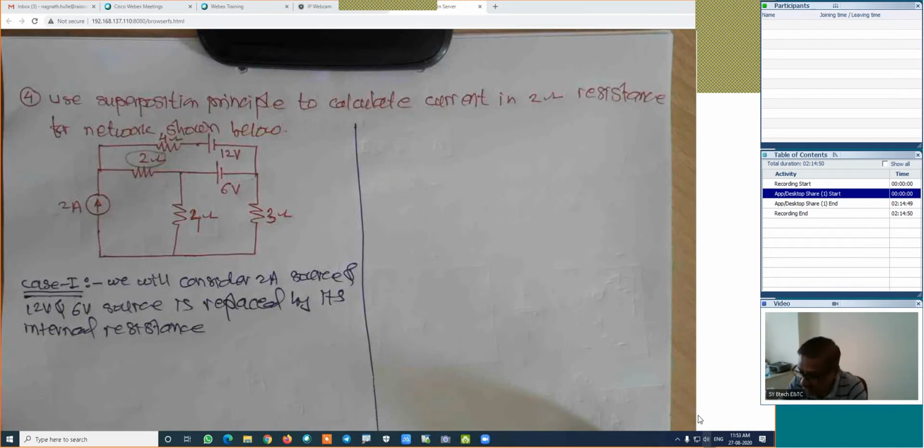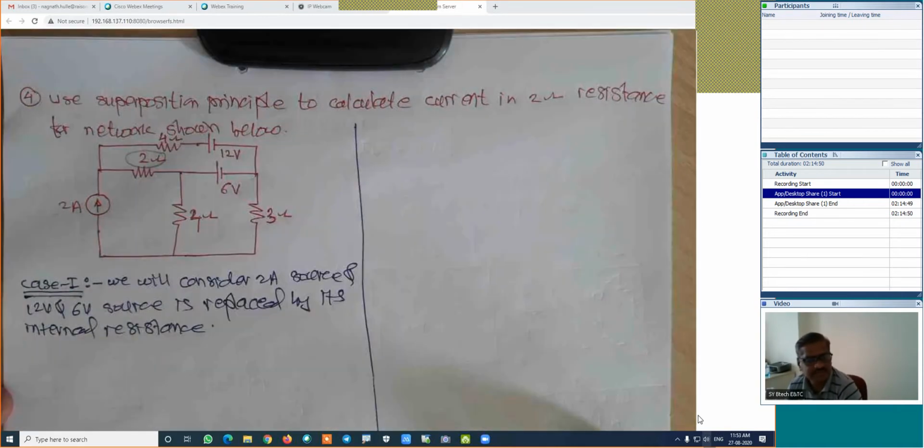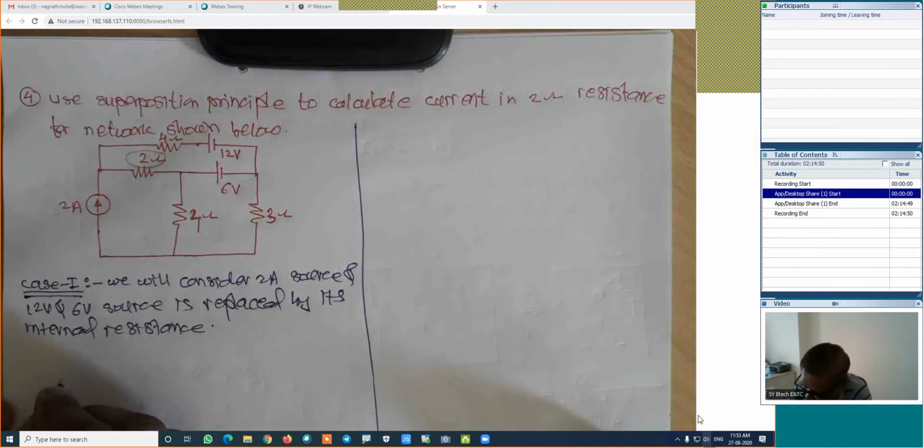How much is the internal resistance of a voltage source? 0. That's why it should be replaced by a short circuit, 0 resistance. Yes, just a wire. I will draw the next figure. I'm going very systematically, very slowly.